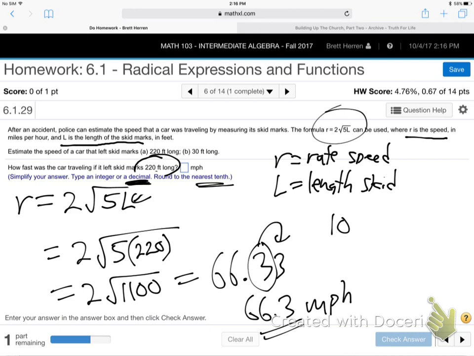So yeah, they want me to round to the tenths. The tenths place, look to the right. 66.3 miles per hour. Must have been going 66 miles an hour if the length of the skid was 220 feet. We good there? Makes sense. You use that little formula. L equals length of skid.